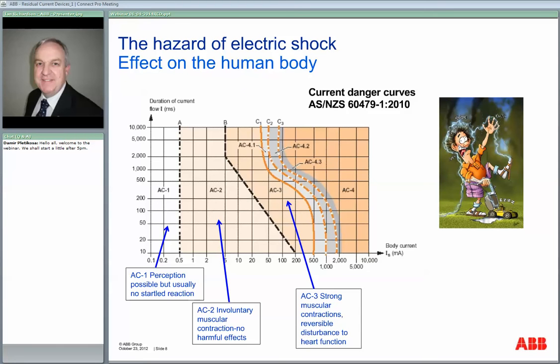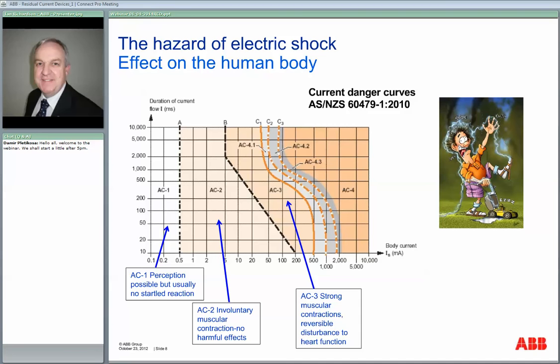Into the next region, it's starting to get quite serious. We're getting strong muscular contractions. You can disturb heart function, but if the point of supply is taken away, normally that would be considered reversible. So not a very pleasant place to be. However, there won't be a permanent damage necessarily.